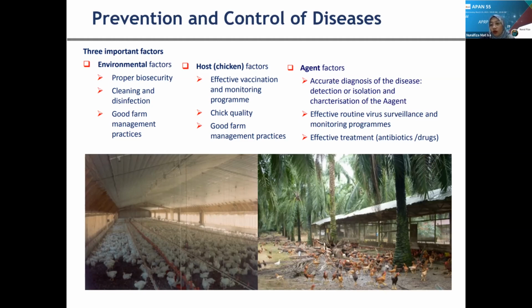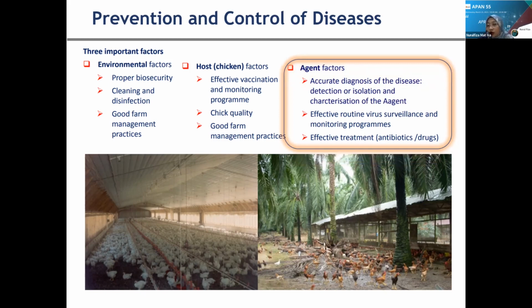And then the third one is the agent factors, where accurate diagnosis of the disease, detection or isolation and characterization of the agent need to be done frequently, with effective routine virus surveillance and monitoring programs. Besides that, we also need to have effective treatment, for example antibiotics and drugs.